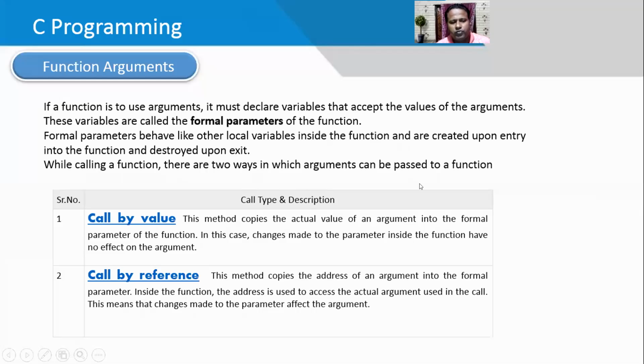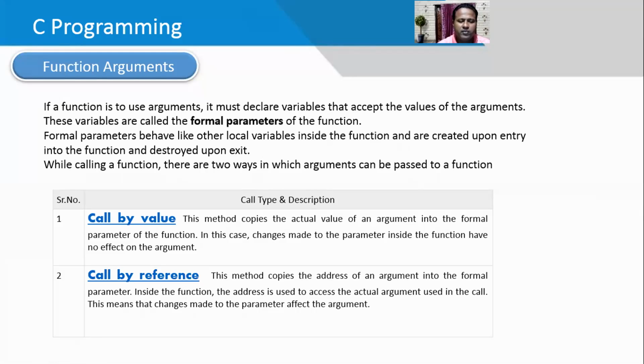So now we are discussing the function argument. If a function uses an argument, it means that you have to pass a value when you are calling the function. At that time, you pass the value to the function. It must declare the variable that accepts the value of the argument. These variables are called the formal parameters of the function.